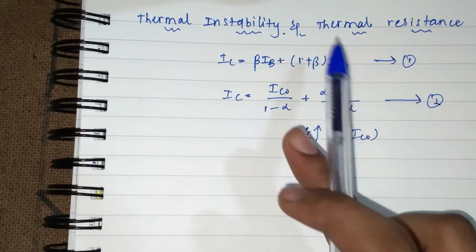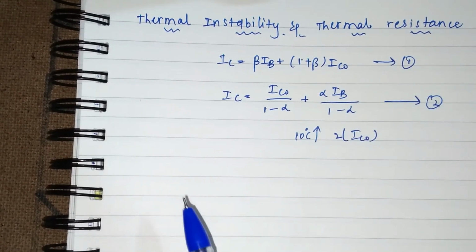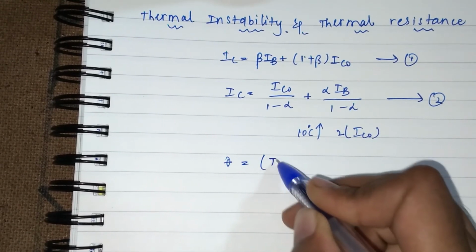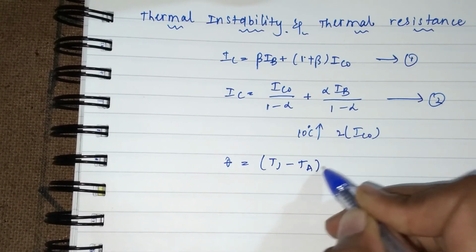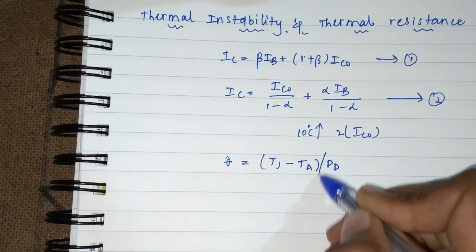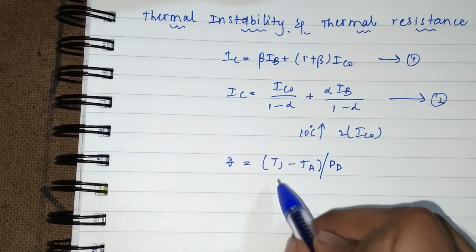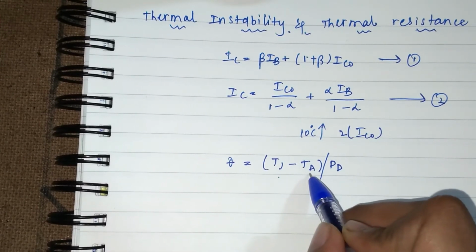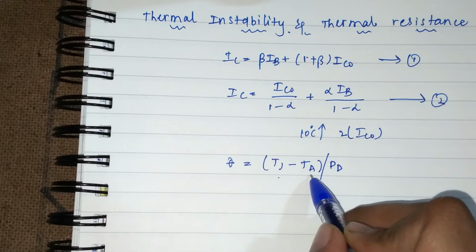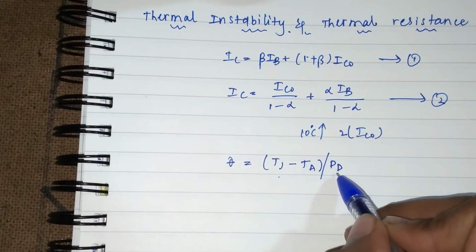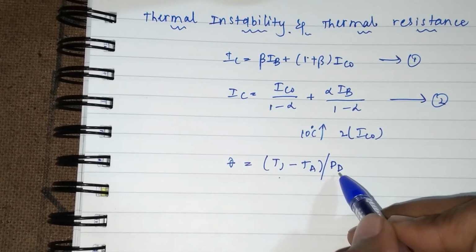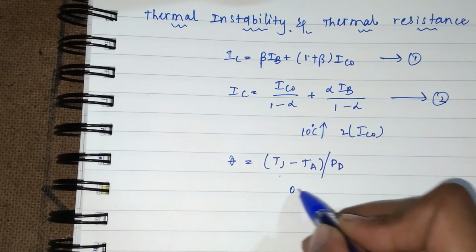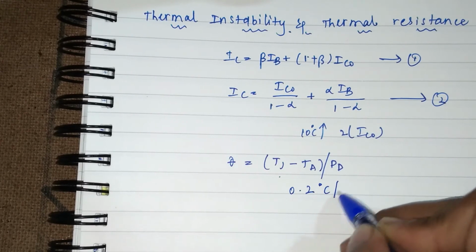Now talking about the thermal resistance theta. The thermal resistance is denoted by theta and can be expressed as theta = (Tj - Ta)/Pd, where Tj is the collector base junction temperature, Ta is the ambient temperature of air around the transistor, and Pd is the power dissipated. Generally, for high power transistors, its value is 0.2 degrees Celsius per watt.